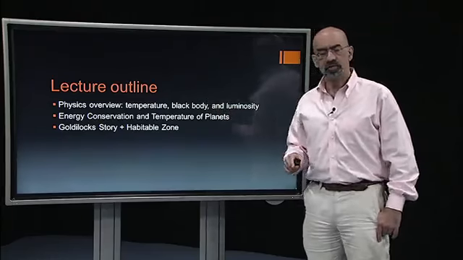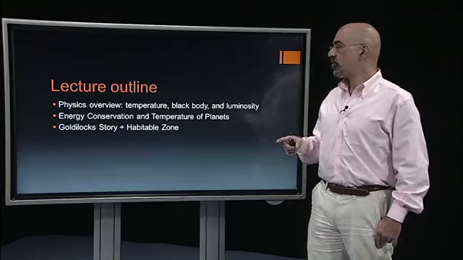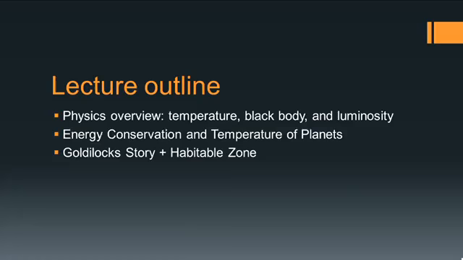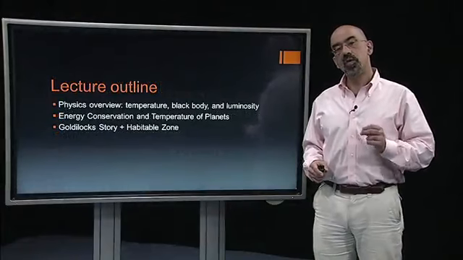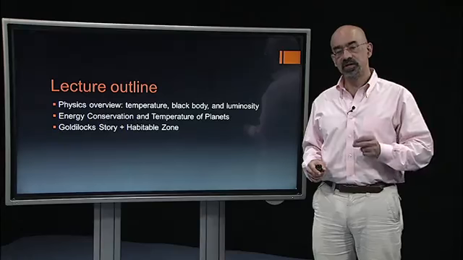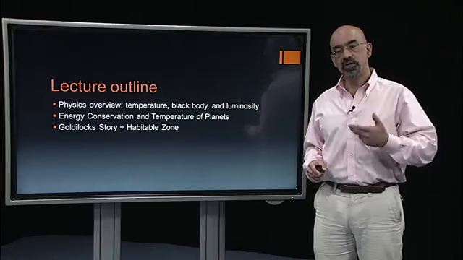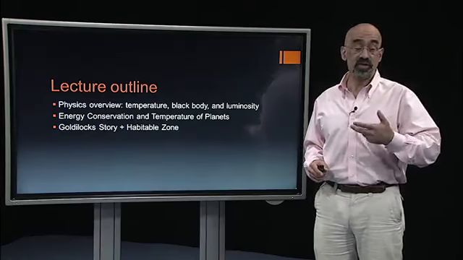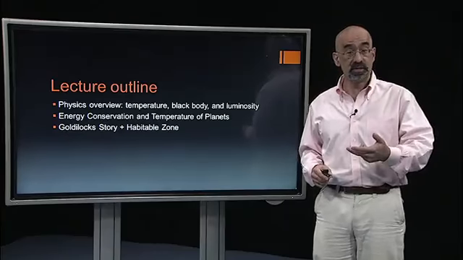We're going to begin in the first section with an overview of the basic physics, talking about the temperature, what temperature means, what's a black body, what do we mean when we talk about luminosity. Then we'll use energy conservation to compute the temperature of the planets, and then apply it to see what makes planets habitable. This will be a much more quantitative lecture than the previous lecture. What we're going to try to do is introduce a lot of the basic physics, show how we can use that physics to understand the properties of planets.